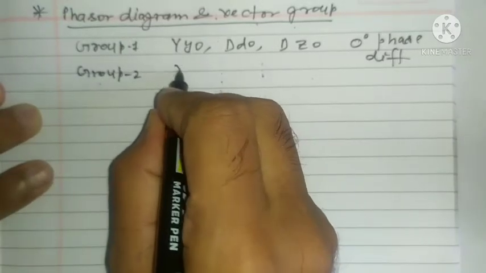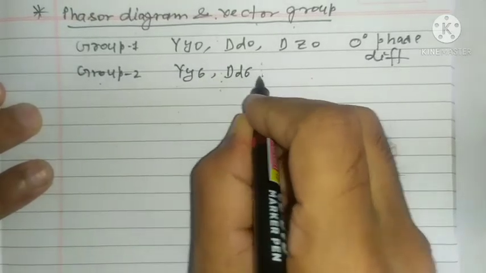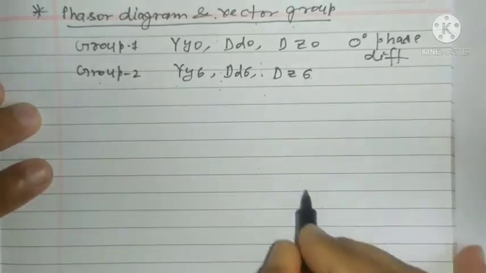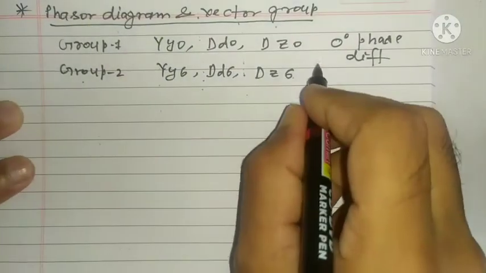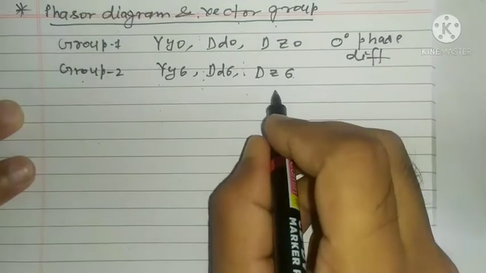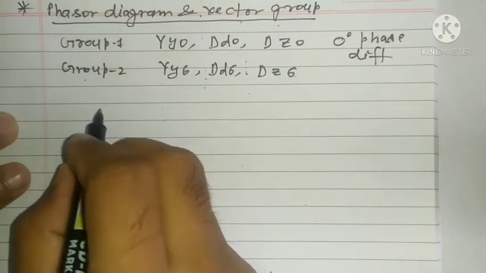Group 2 is Yy6, Dd6 and Dz6. Here phase difference will be 180 degree.